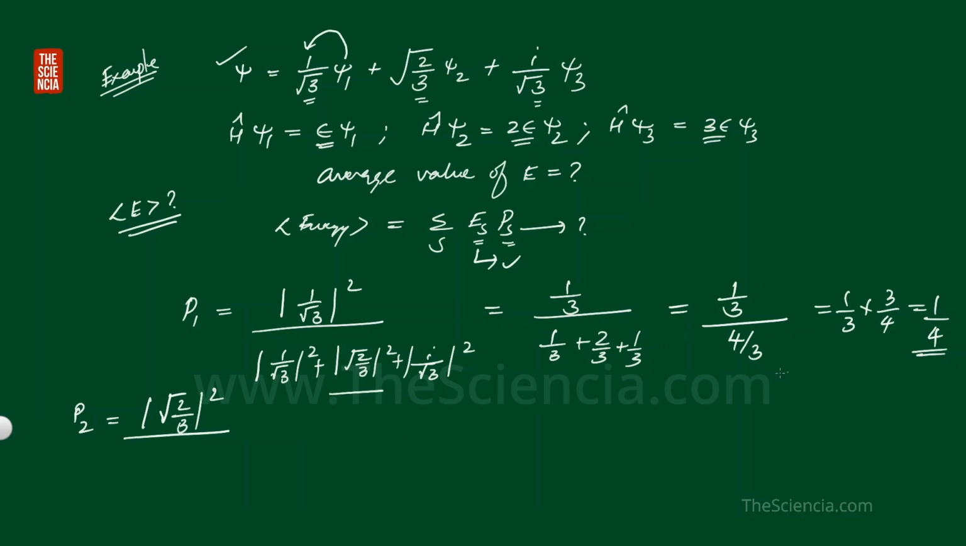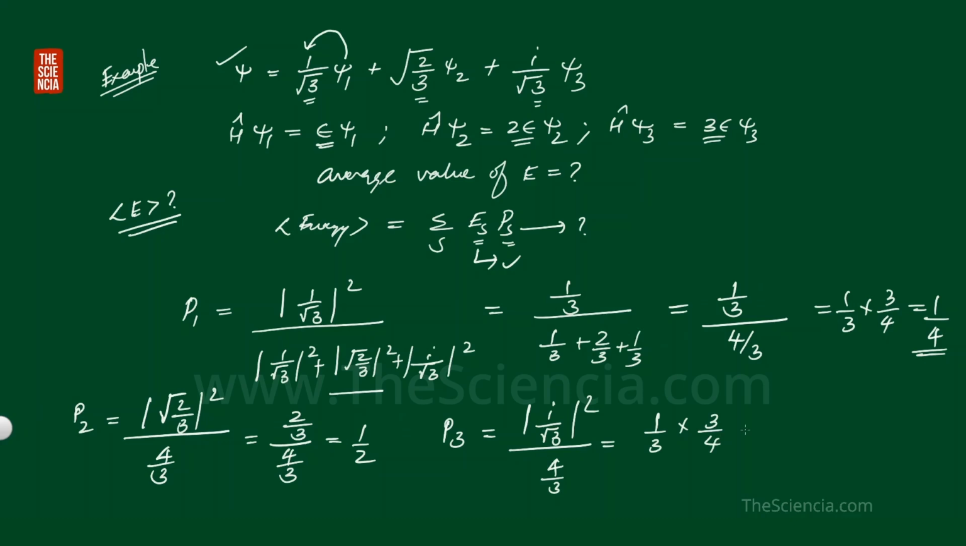This entire value is equal to 4 by 3, that is, 2 by 3 into 3 by 4, that is equal to 1 by 2. And we can find out P3 also, that is P3 is equal to modulus of i by root 3 whole square by 4 by 3, that is 1 by 3 into 3 by 4, that is 1 by 4.